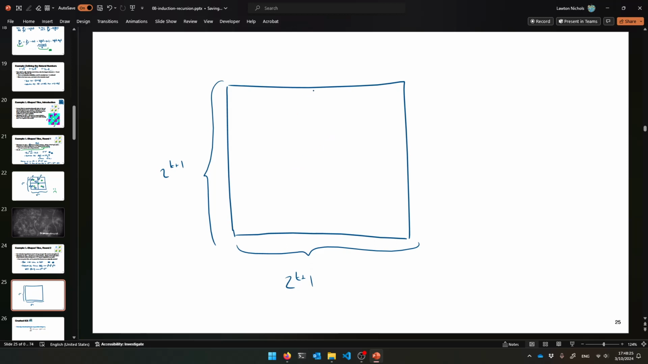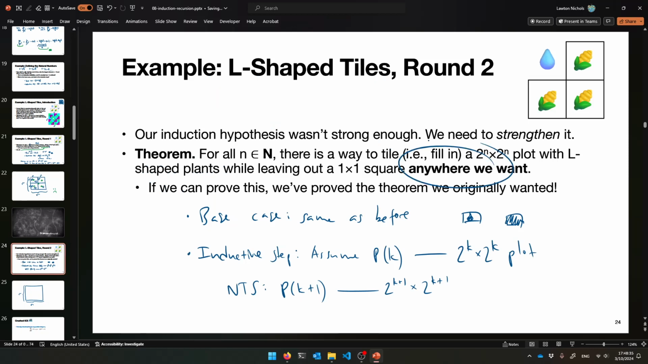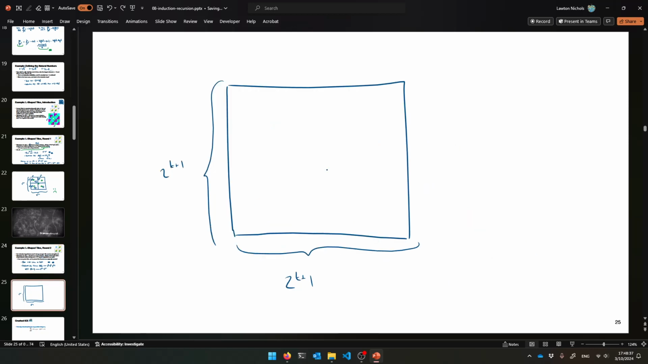And again, I want to be able to tile it in a way that leaves out a square somewhere, right? Up here, over here. It's supposed to be anywhere we want this time. I'll leave it out anywhere I want. So it could be here, it could be over here. Wherever we want to leave it out, we could leave it out. That's what we have to prove.